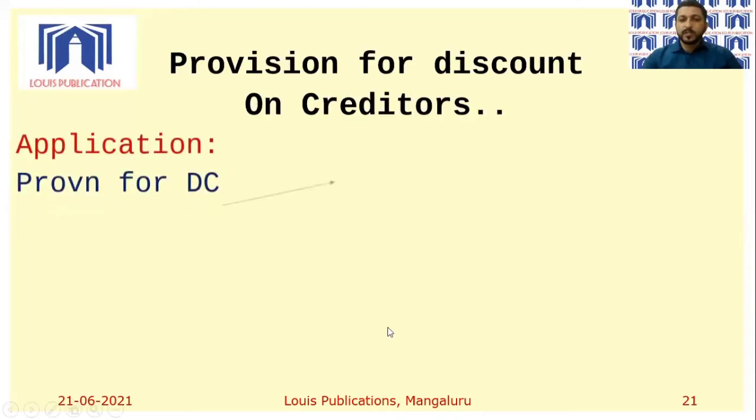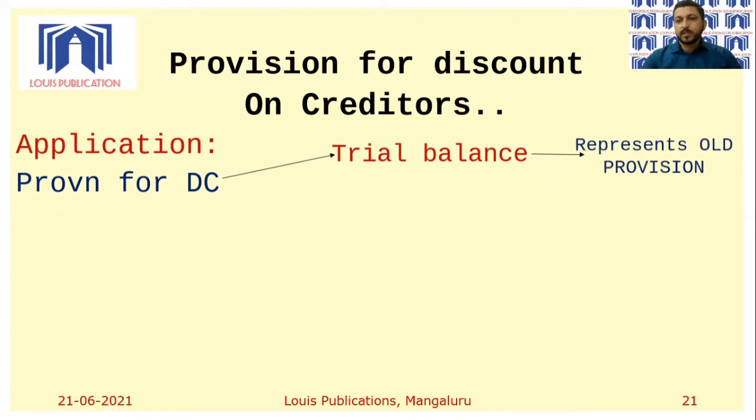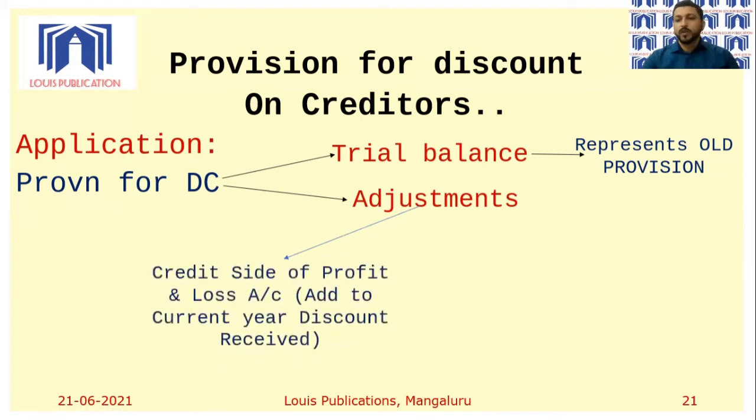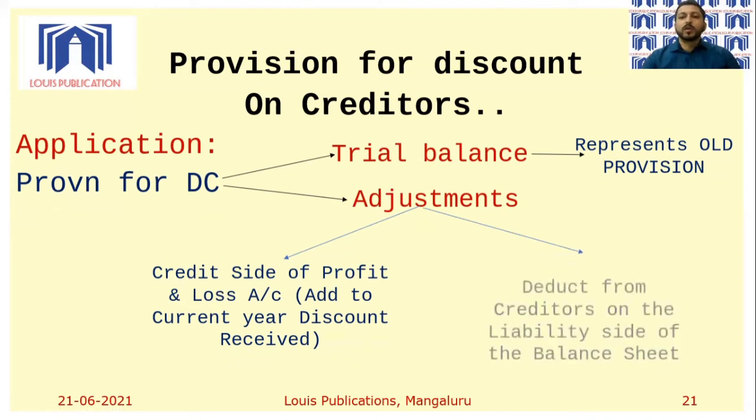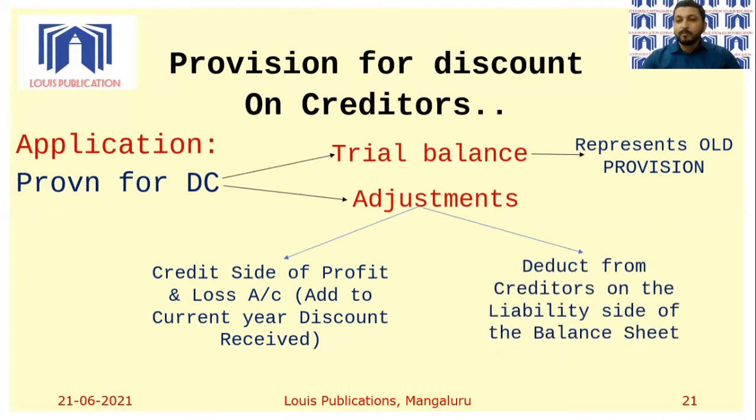As usual, if it is given in the trial balance, one effect, and that represents old provision that is created out of profits of last year. If given in the adjustment relating to the current year, then two effects. One, you are going to record it on the credit side of profit and loss account and add it to discount received if it is available. And the second effect would be you are going to deduct provision for discount on creditors from the creditors value on the liability side of the balance sheet.